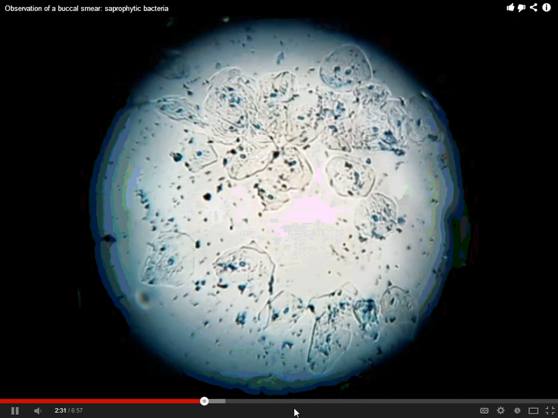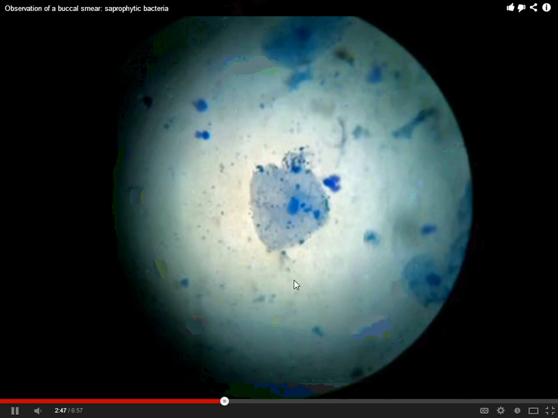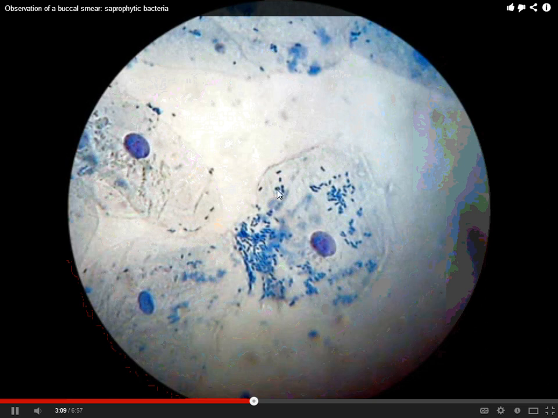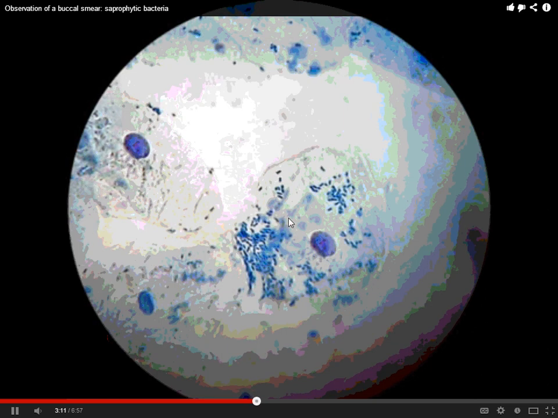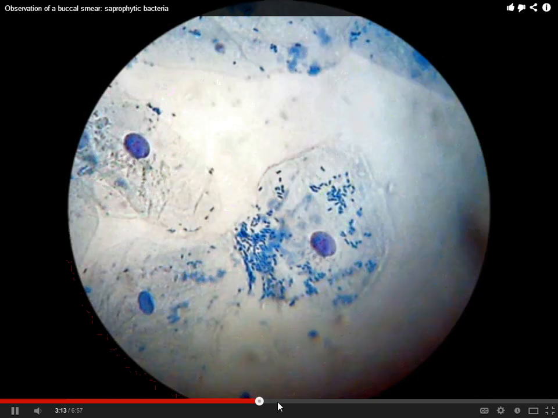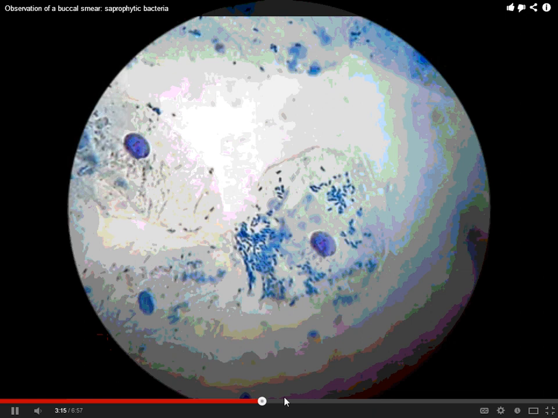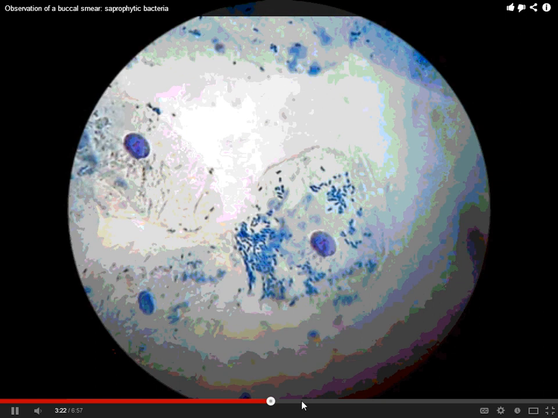So here are some cheek cells that they took from the mouth of a student. All these little dots in here are bacteria that are starting to digest that cheek cell, because cheek cells are very much like other skin cells. They're on the outside part of the body, technically, even though it's inside your mouth. So you slough off those cells periodically.